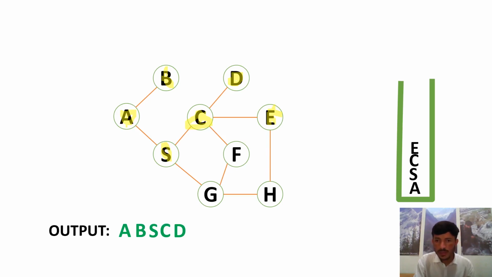E has H as an adjacent element which is unvisited. We will push it to the top of the stack, add it to the sequence, and mark it as visited. So here we see H has G, so we will push it to the top of the stack, add it to the sequence of output, and mark it as visited node.